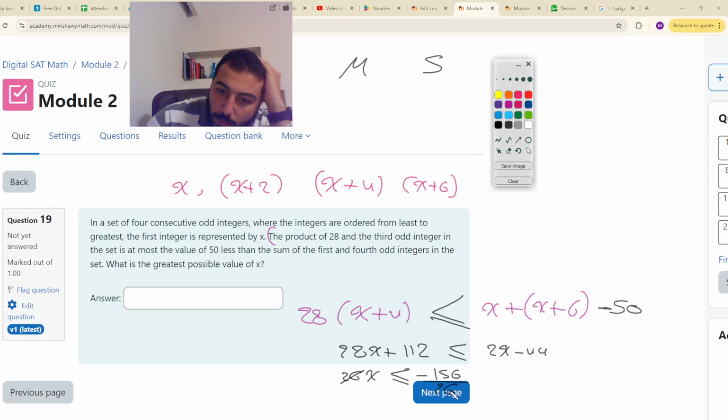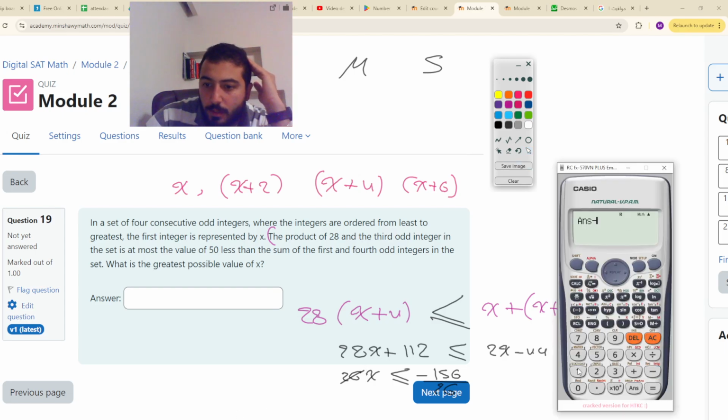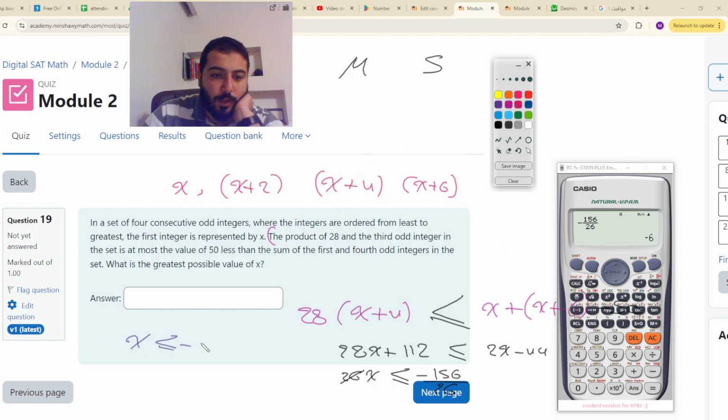Divide by 26, so x should be less than negative 156 divided by 26. That is negative 6. So x is less than or equal to negative 6. That is the even number.